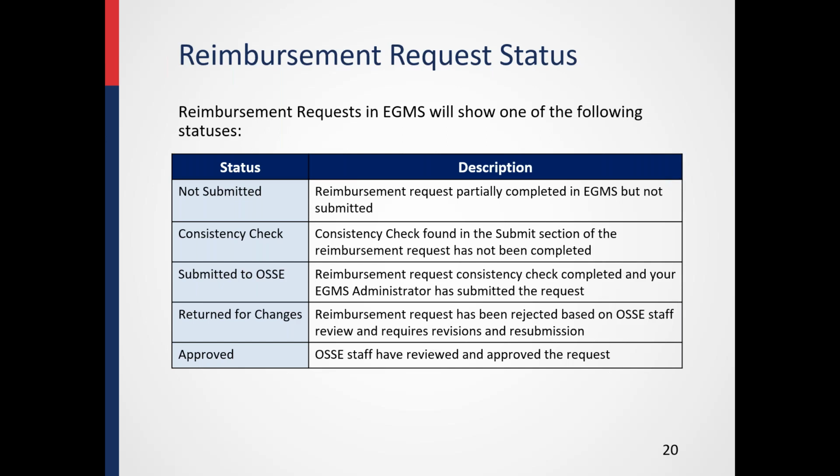If it says returned for changes, that means that the reimbursement request has been rejected because something in the review needs clarification, additional documentation, or correcting something like matching up the program categories and budget categories to make it match the budget, things like this. And then if it says approved, that means that the OSSI staff has reviewed and approved the request and that you should be seeing payment.